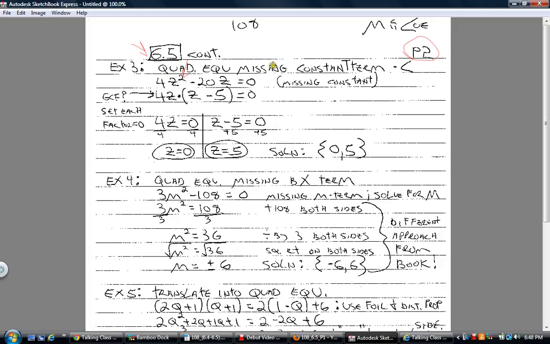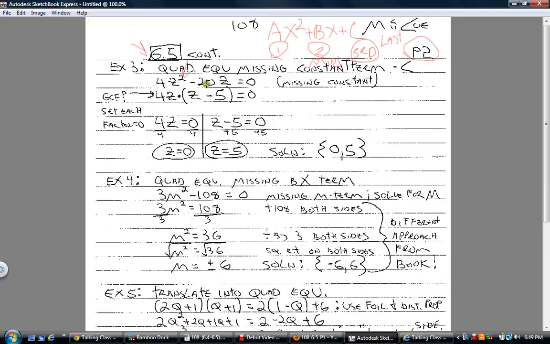They talk about the quadratic equation missing the third term or the c term, and don't forget, its quadratic equation is ax squared plus bx plus c. First term, second term, third term, sometimes we call it the middle term, and of course the last term. A couple different names for it. What if you do not have a constant here? Here's an example, 4z squared minus 20z equals 0.